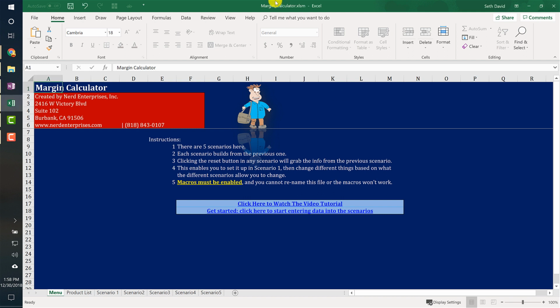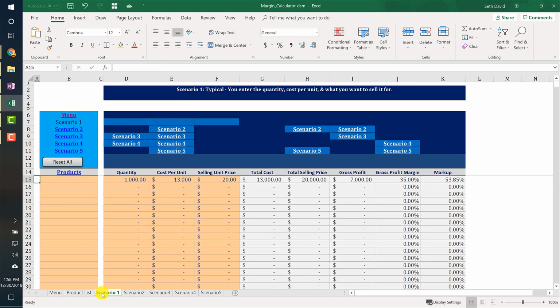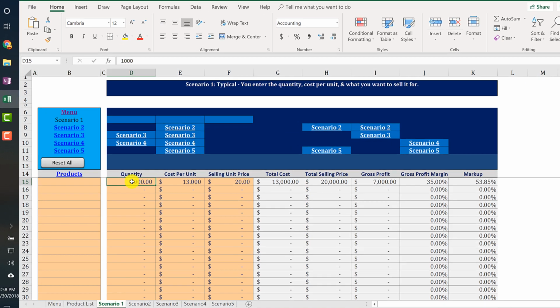So I poked around on the web and I found some margin calculators, and a lot of them were really cool, but none quite as dynamic as what I then went to create, because I needed something for my client that was much more dynamic, especially when it came to negotiations and trying to understand how low can we go.